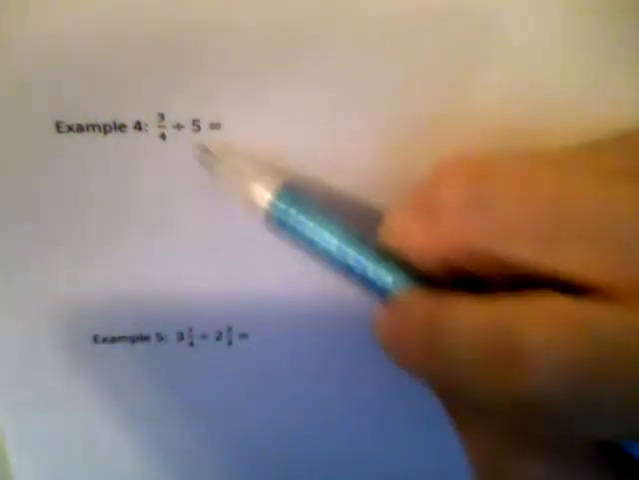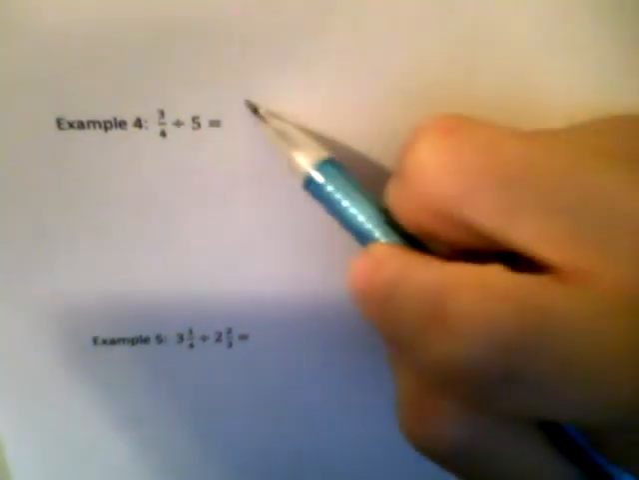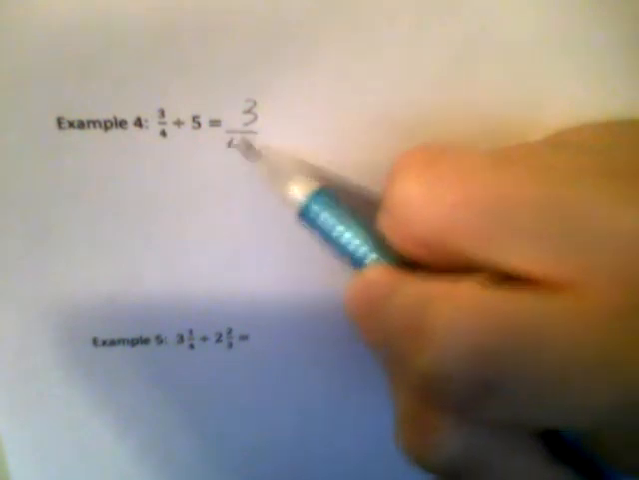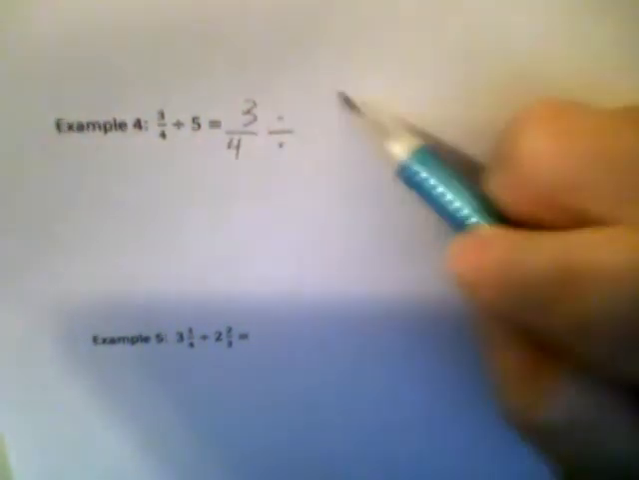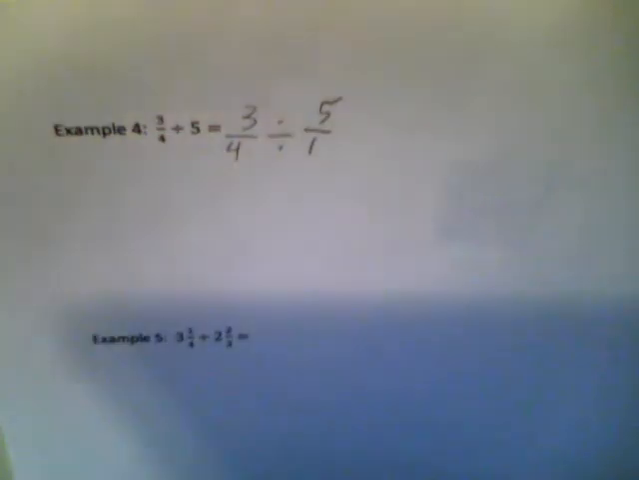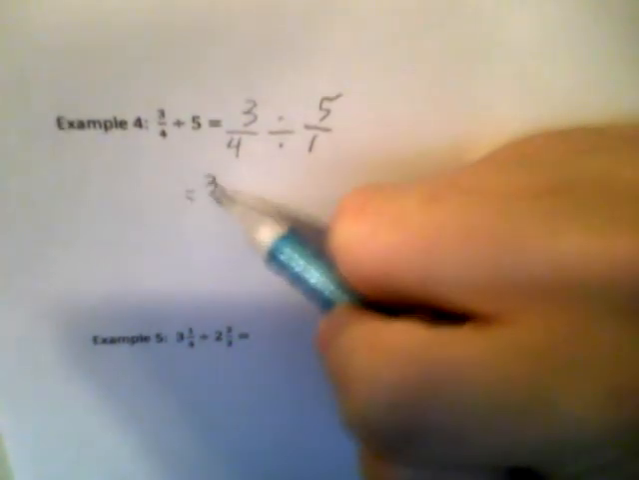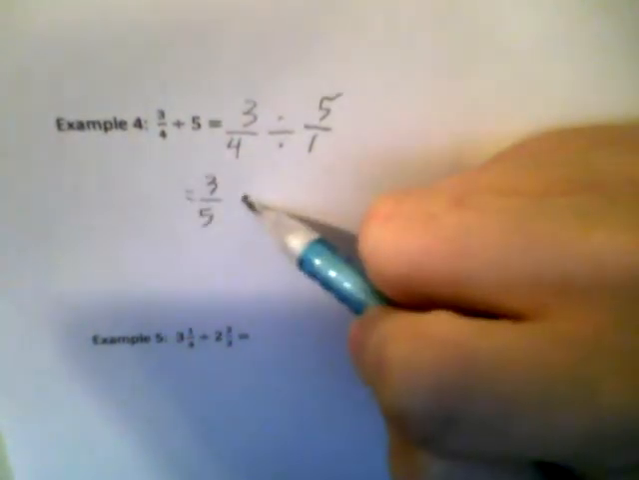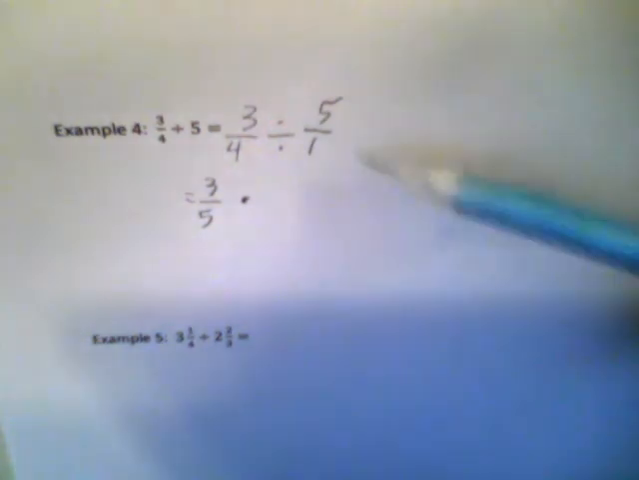Here is a little different. Here we have a fraction divided by a whole number. So same thing, I'm going to want to write the whole number as a fraction. So my 3/4 divided by 5 is just going to be 3 over 4 divided by 5 over 1. Now I just apply my rules of division. So again, to divide a fraction, I change my division to a multiplication symbol, and then I multiply by the reciprocal. So I flip the second number.